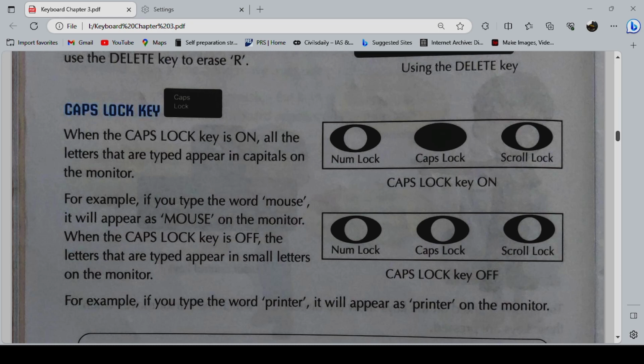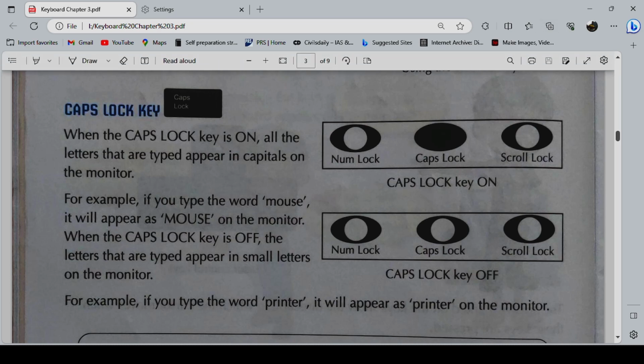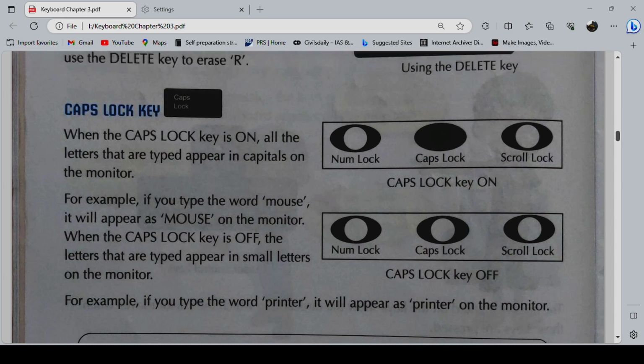You see, everything is in capital letters. Again, using the backspace key to delete them. For example, if you type the word mouse, it will appear as MOUSE on the monitor. Let's do it. Type MOUSE. So it appeared in capitals. You understood the concept of the caps lock key?